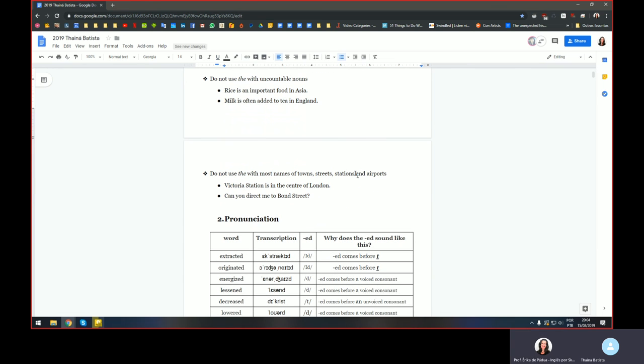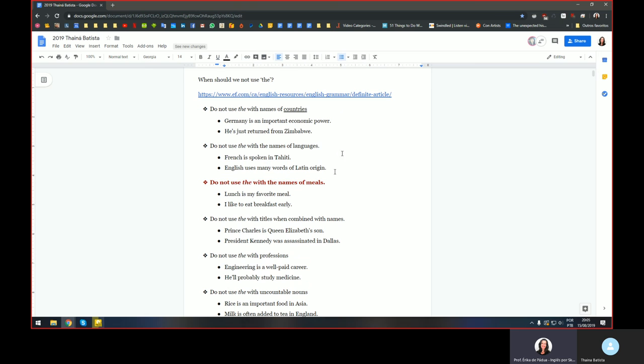And the last case, do not use the with most names of towns, streets, stations, and airports. Victoria Station is in the center of London. Can you direct me to Bond Street? Excellent, very good. So why is this in red? For a particular reason? Yeah, because I didn't know this. Ah, okay. Lunch is my favorite, because before I studied this topic, I would say the lunch is my favorite.